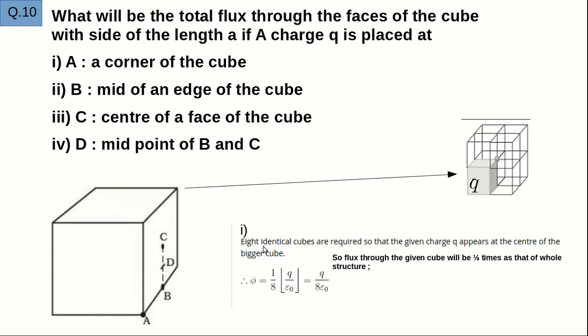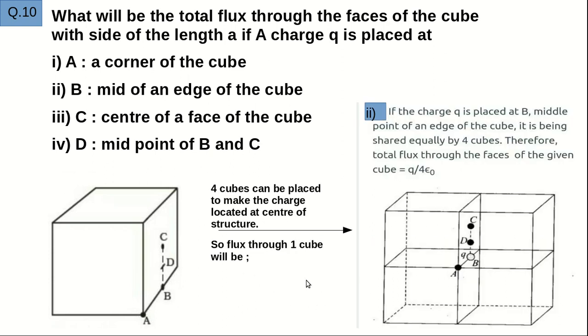As I have written here, 8 identical cubes are required so that the given charge q appears at the center of the bigger cube, right? So it is now closed, and the flux through this total big cube is q by epsilon naught, but you have one small one, so we have 1/8 of that, so it will be q by 8 epsilon naught.